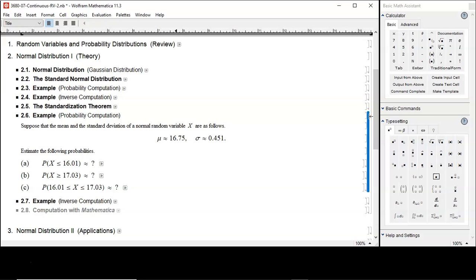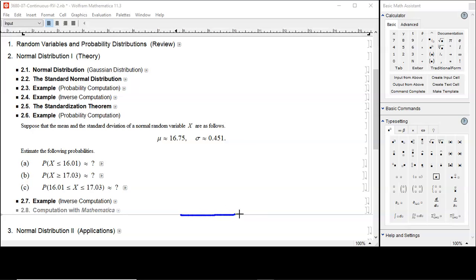Okay, here we go. Suppose that the mean and the standard deviation of a normal random variable X are as follows. Mu is 16.75 and sigma is 0.451. Calculate this probability, and calculate this. Now, if you draw a normal random variable associated to this, you're going to get something like this.